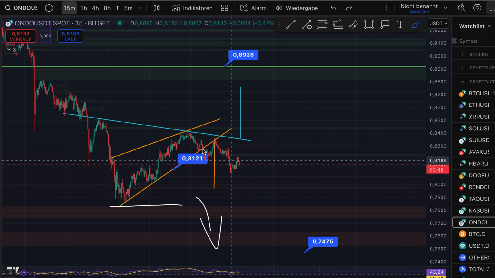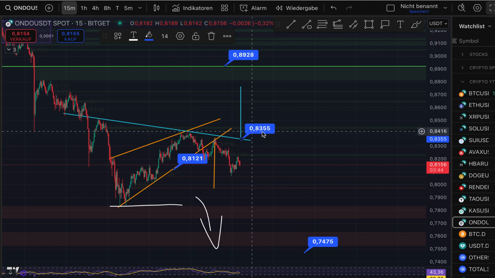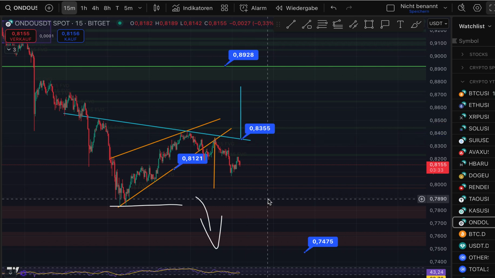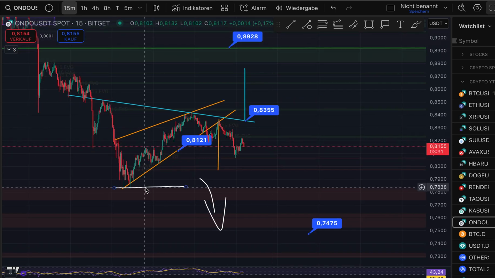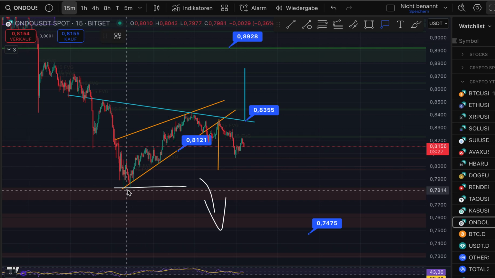I'm still going to wait for my entry for a long position. 83.5 cents is the current breakout. Afterwards target 87.5 cents. If we break lower than the 78.3 cents, I will also put you here a price mark.